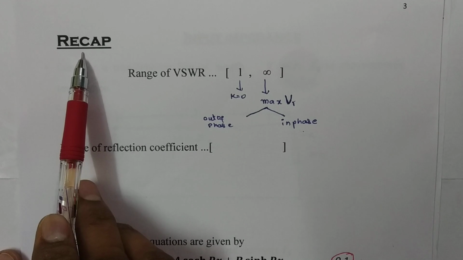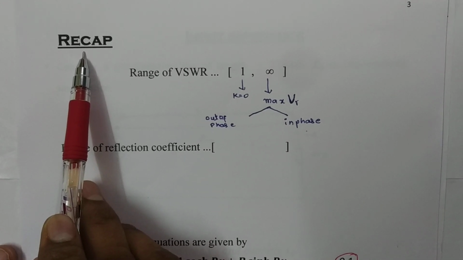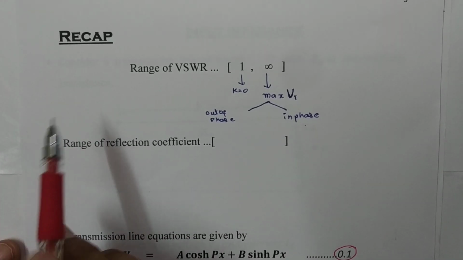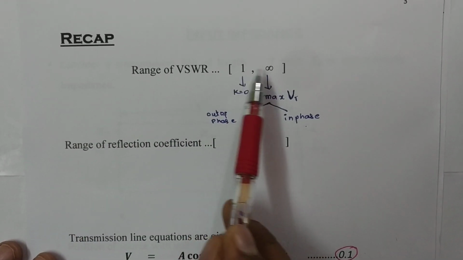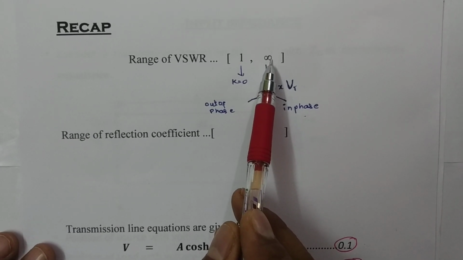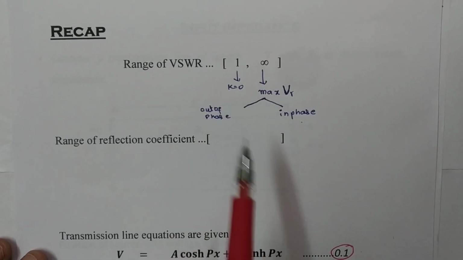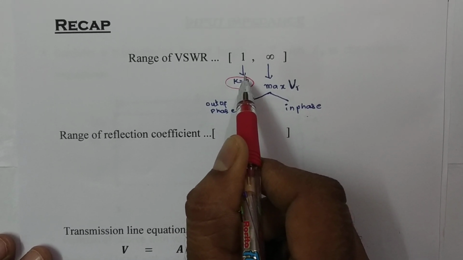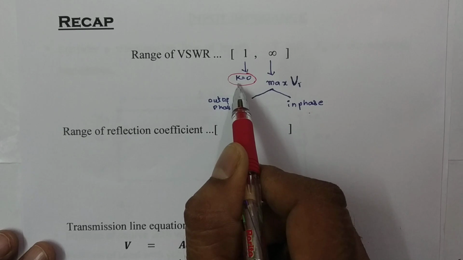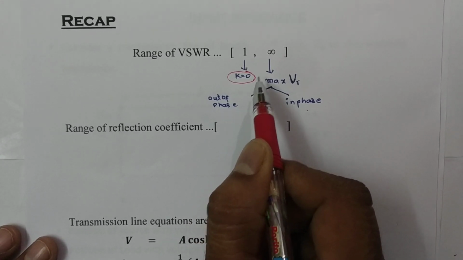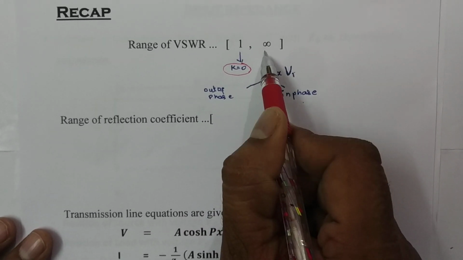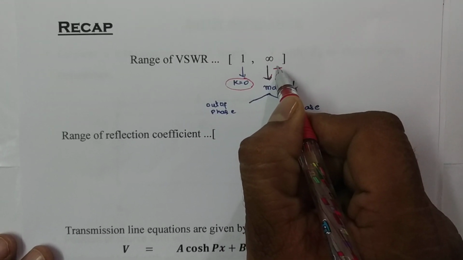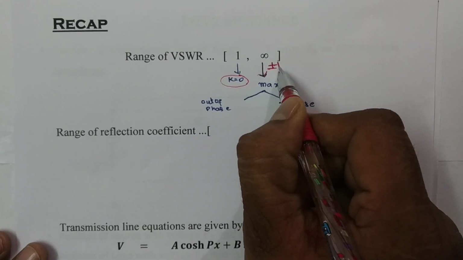In the previous lecture, we discussed reflections and standing waves. The range of VSWR is from 1 to infinity. VSWR equal to 1 implies 0 reflections and reflection coefficient k equal to 0. VSWR equal to infinity implies the reflection coefficient is plus or minus 1.